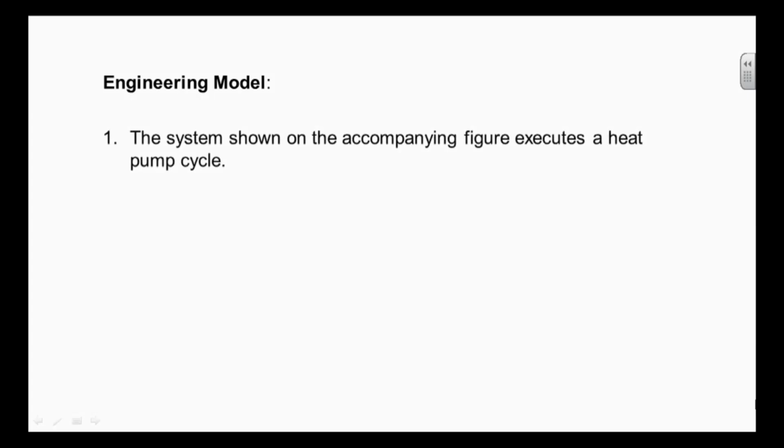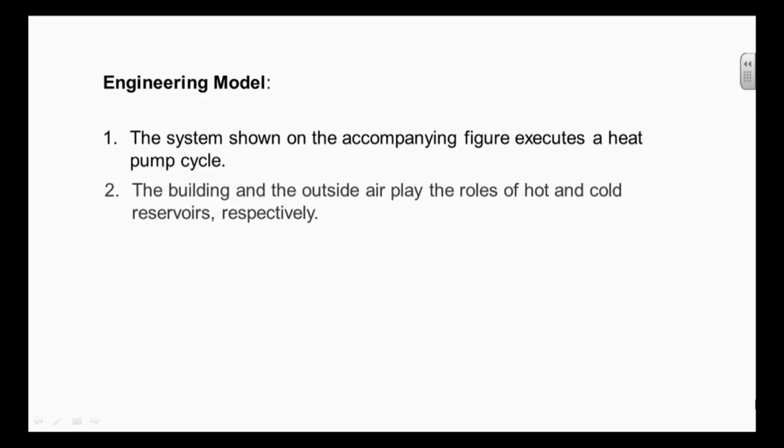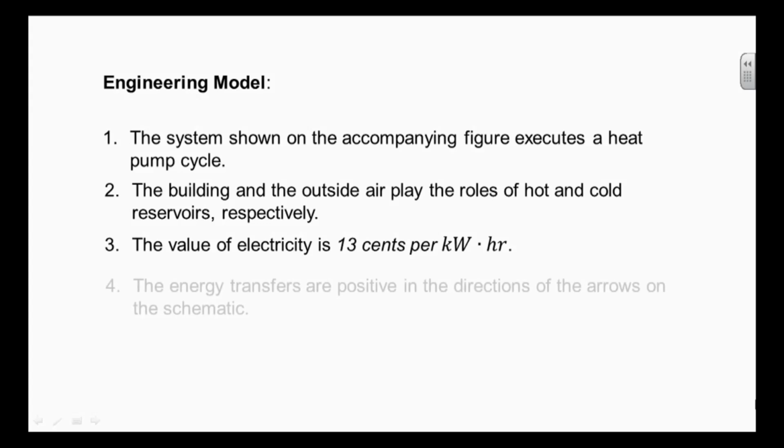The next step is to develop an engineering model. In other words, listing a set of simplifying assumptions which will allow us to perform the analysis of the problem. The system shown on the previous schematic executes a heat pump cycle. The building and the outside air play the role of the hot and cold reservoir. The value of the electricity is 13 cents per kilowatt hour. And the energy transfers are positive in the directions of the arrows on the schematic.